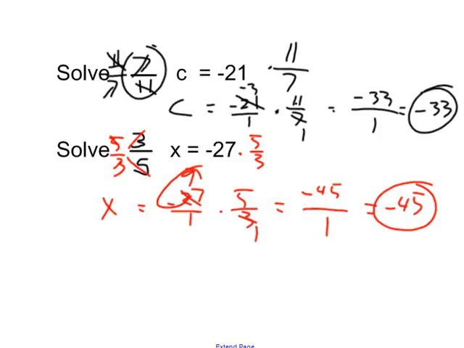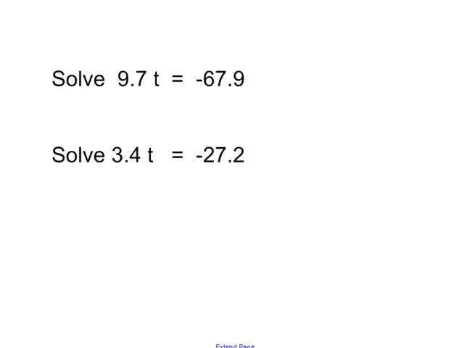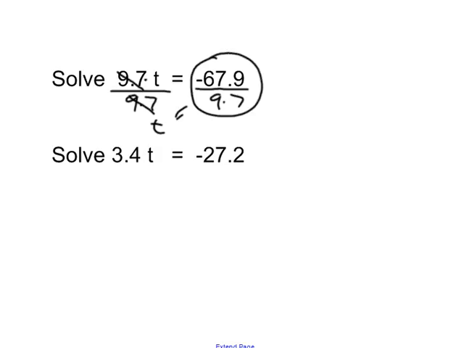A little bit of solving here. Same idea. Since it's multiplied in that equation, I'm going to divide both sides by 9.7 because these will cancel out, just leaving t. And that's equal to a negative 67.9 divided by 9.7. So let's actually do the math.